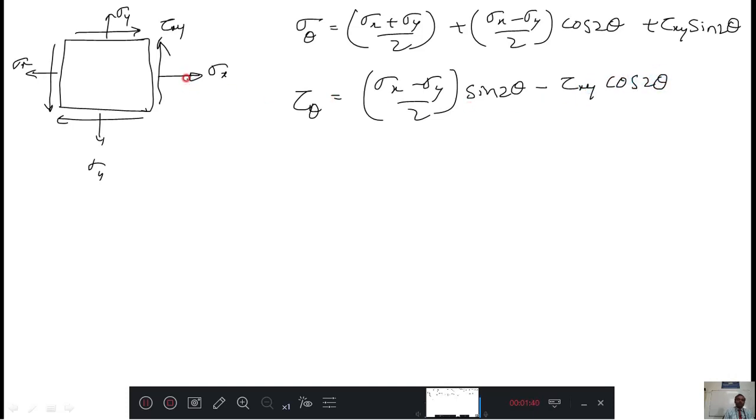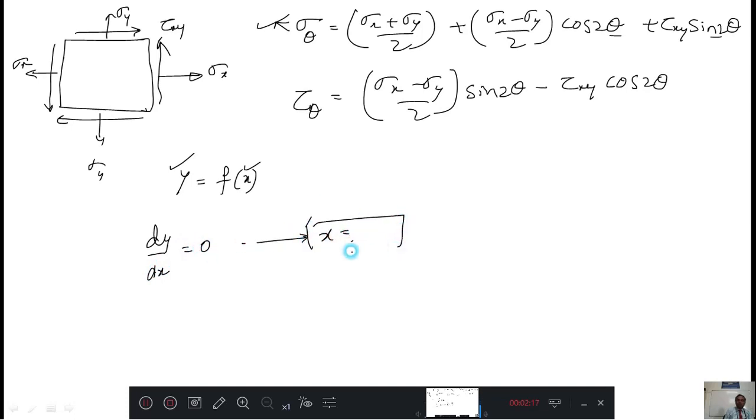In the last class I told you that to know the principal stresses and principal planes, the variable is what? Sigma x, sigma y and tau xy we need to keep constant, and theta will be varying. To know the maximum value when theta is varying, it is like I want the y value. When the function is f of x, and I want the maximum y value when x is varying, then what I have to do? dy by dx equal to 0, then I will solve this equation, get the condition for x. This x you substitute in the given equation, you will get the maximum value of y.